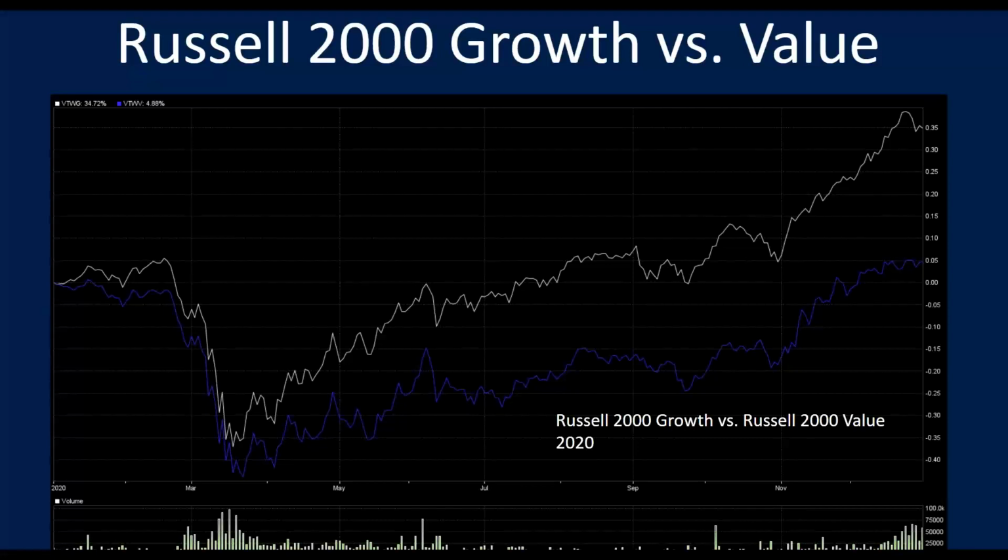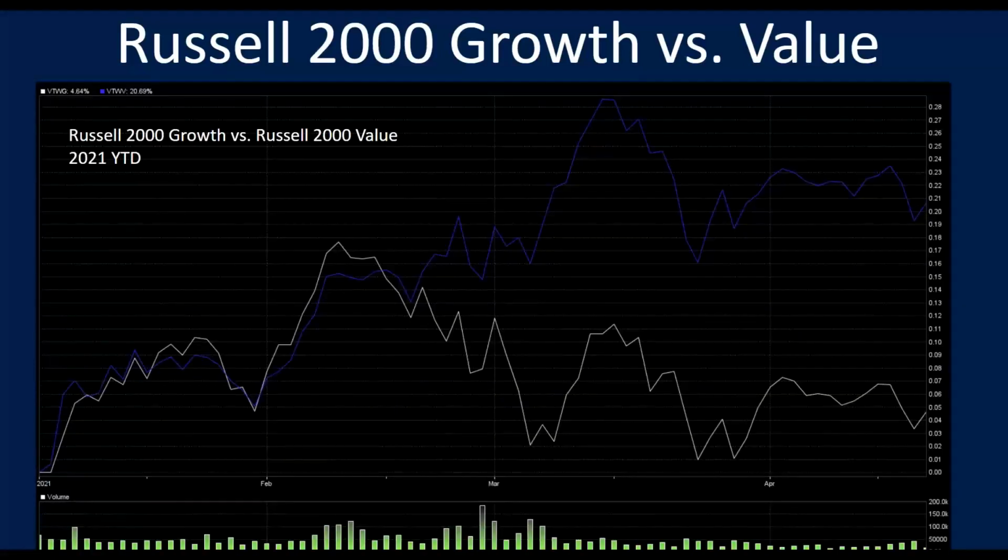And so you can see here again for 2020, growth absolutely blew value out of the water, right? Value gained 5% for the year. Growth gained 35% for the year in 2020. So 2021 year to date, that has totally turned over. Growth is at about a 5% gain so far this year, and value is up a little more than 20%. So this is a big rotation that has happened recently.